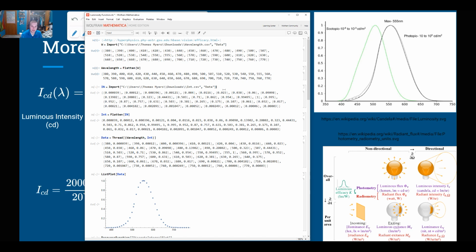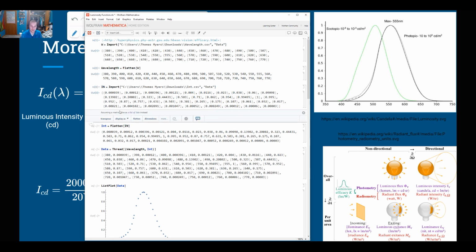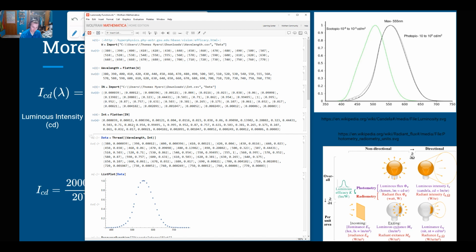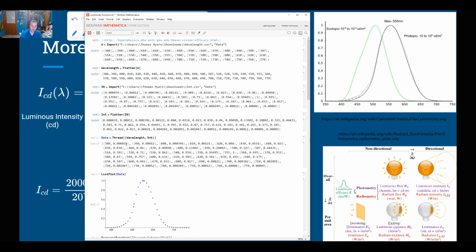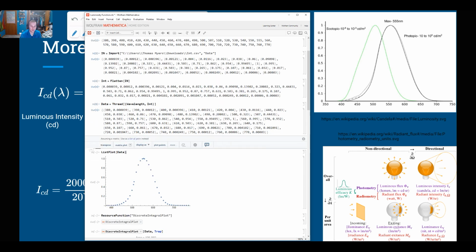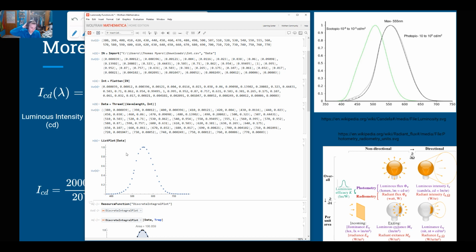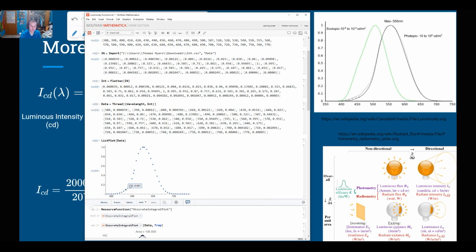Then we import my actual weight data, so what is the sensitivity at each wavelength? We want to flatten this as well. Then we want to thread this together. What threading does is take 380 and pair it up with this first value to create an XY pair at each spot. Then we go down here and plot that data, which shows you all the points.